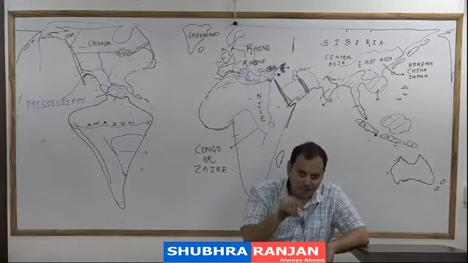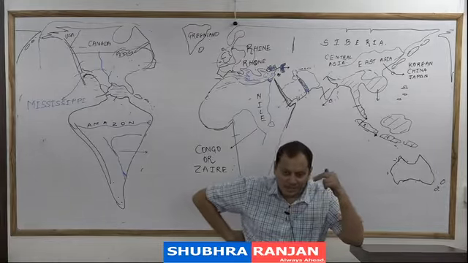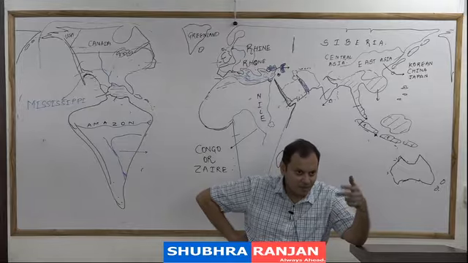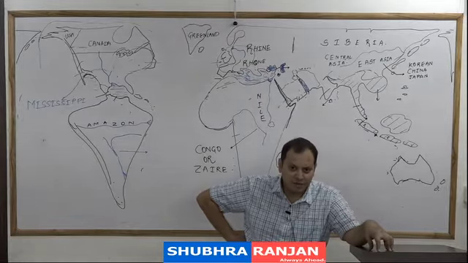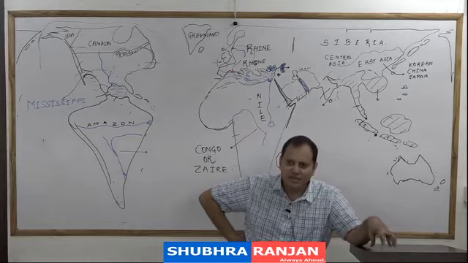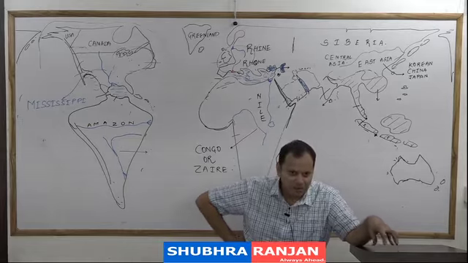Now look in the map of Europe. Once you enter Rhine, that is Rotterdam, you then go to which country? That is the most industrialized nation of the world. It is the richest nation of the world. That is Germany. You go to Germany.